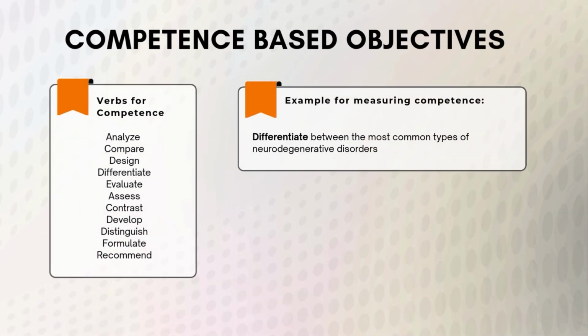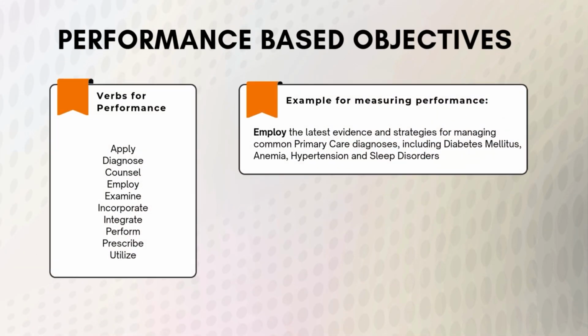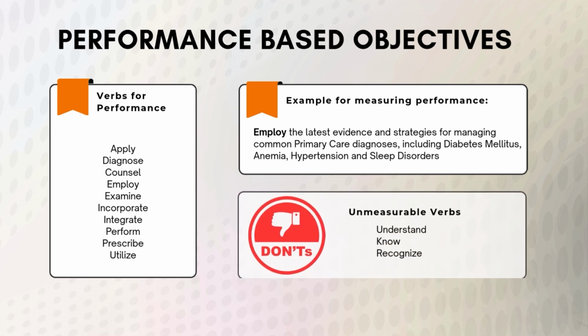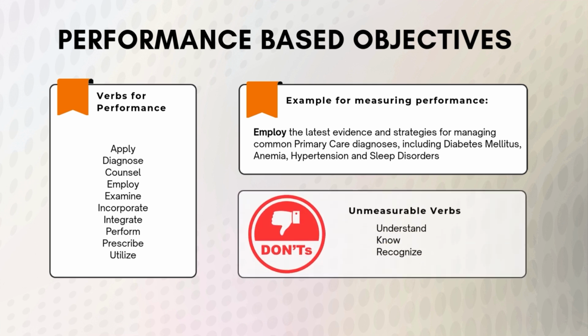Verbs that measure change in competence, for example, differentiate between the most common types of neurodegenerative disorders. Maybe you're using verbs to measure changes in performance. For example, employ the latest evidence and strategies for managing common primary care diagnoses, including diabetes mellitus, anemia, hypertension, and sleep disorders. Avoid unmeasurable verbs like understand. Instead, use a verb such as summarize or interpret that can demonstrate an understanding of the subject matter.